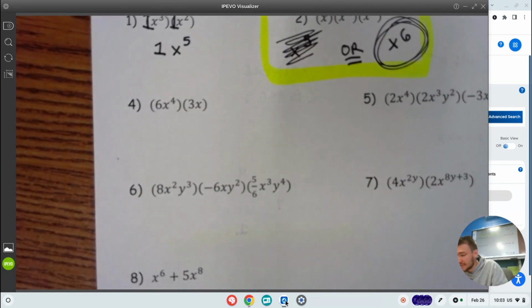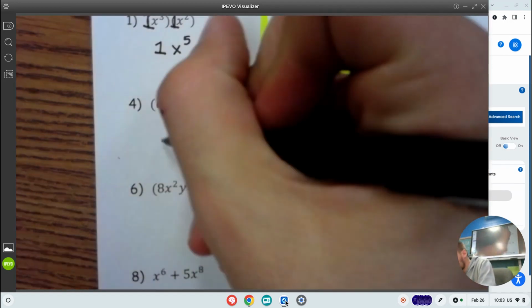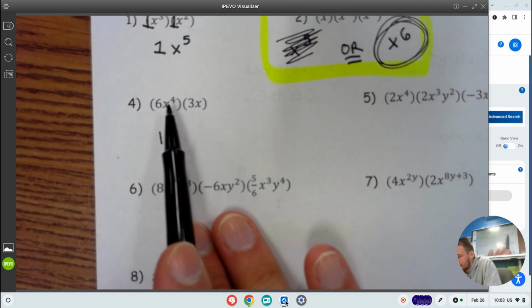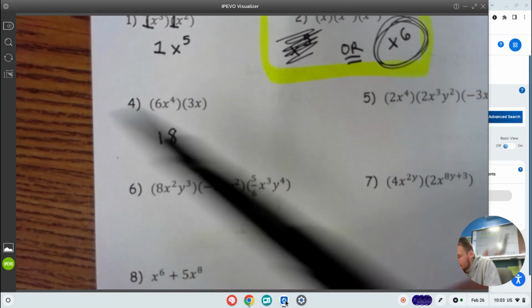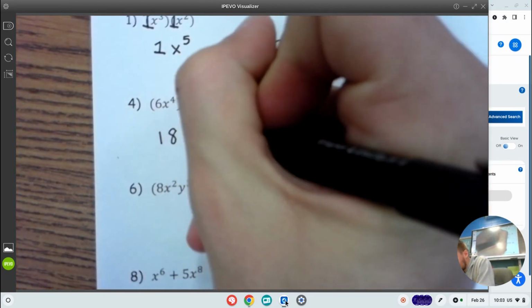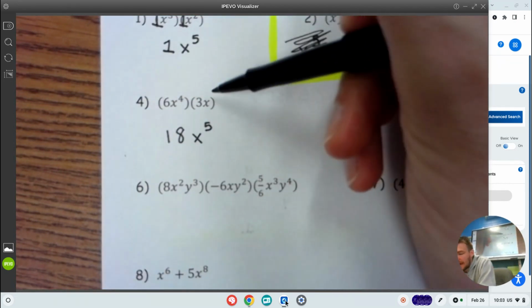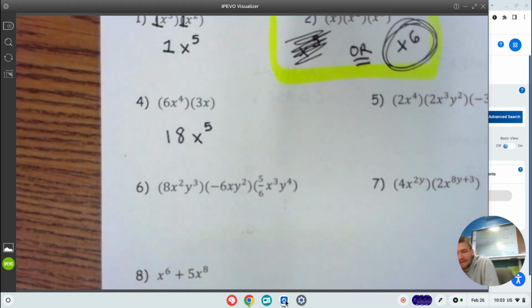Multiply the coefficients, a 6 and a 3. Multiply it together, you get 18. And then look at the letters. Add them up. How many x's do we have total? 1, 2, 3, 4, 5. We've got 5 x's. We've got 4 in the first term. We have 1 in the second term, so we have 5 total.